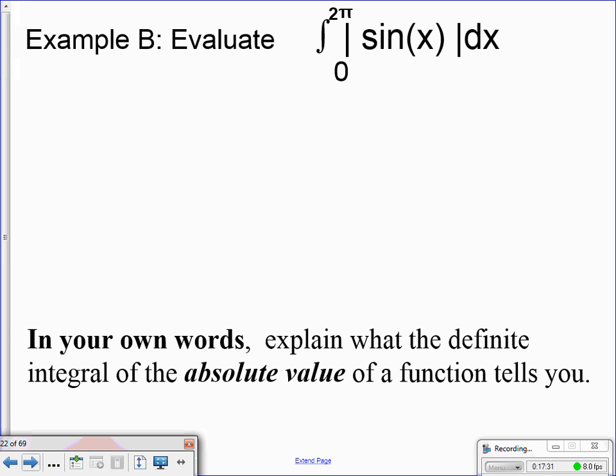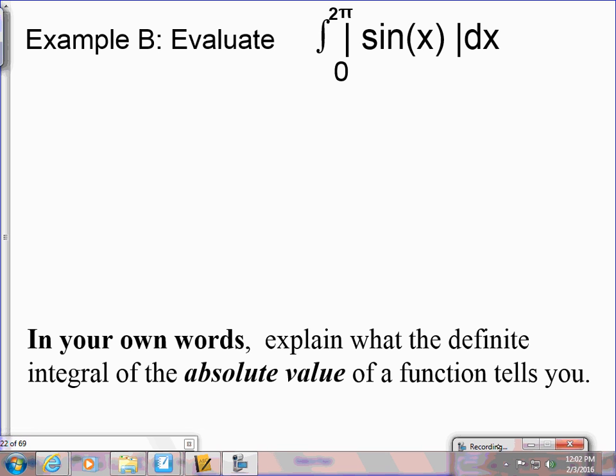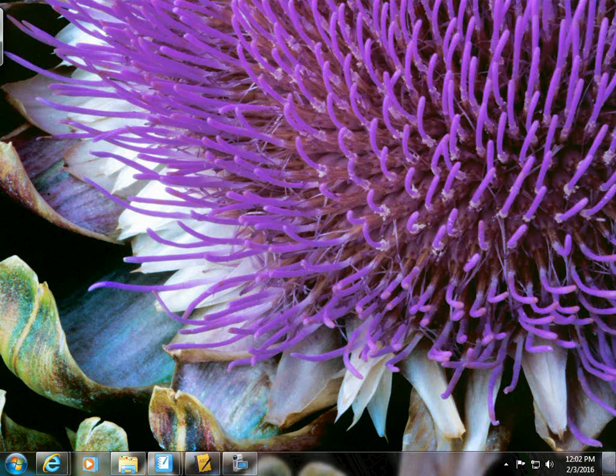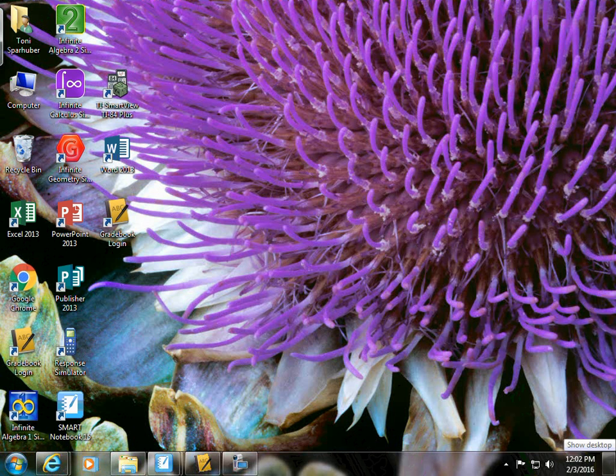Okay, I want to change the problem up a little bit. Now I want to find the definite integral from 0 to 2 pi of the absolute value of sine x. Go ahead, use your calculators this time. Math 9. I guess I should hook mine up. Make sure you're in radian mode in this class.